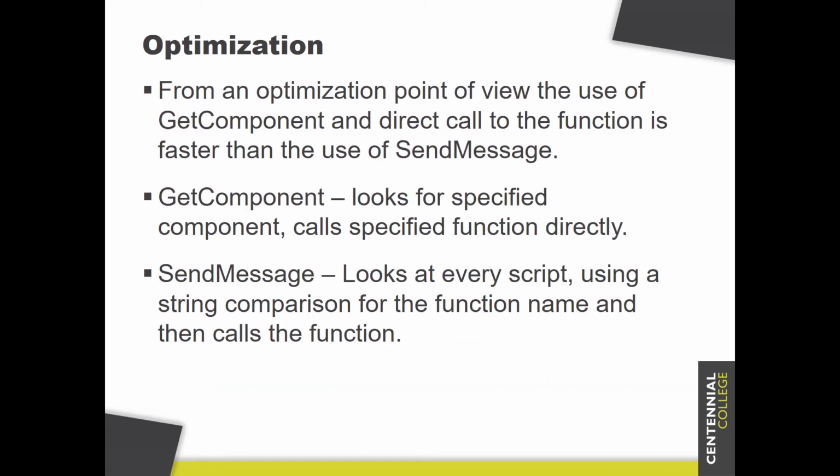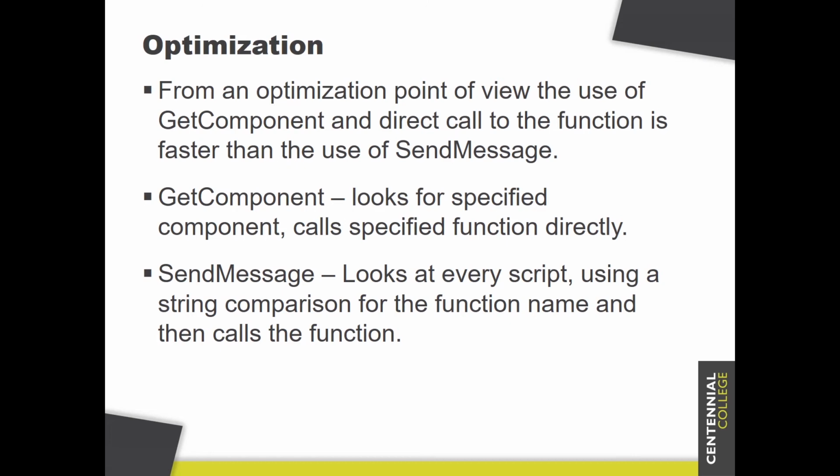Now, from an optimization point of view, get component and the direct call to the particular function is obviously far more optimized and faster than send message. Send message does other things for us, right? It allows us to call multiple functions of the same name across various objects, whereas get component will find a singular component on a singular object, or I guess if we're using get components, it won't, but it allows us to have a direct reference. It looks for a very specific component and calls that specific function directly.